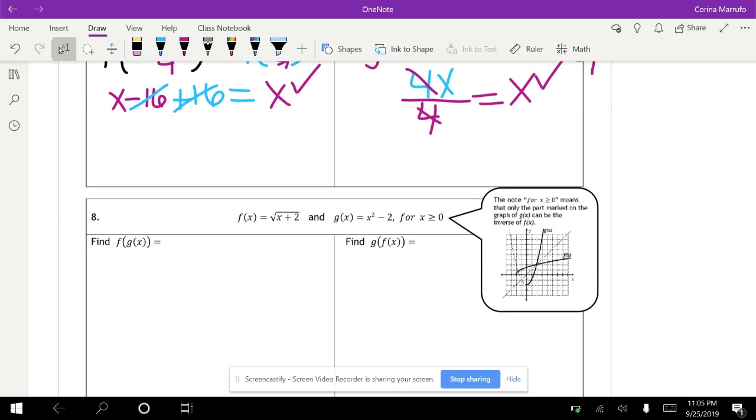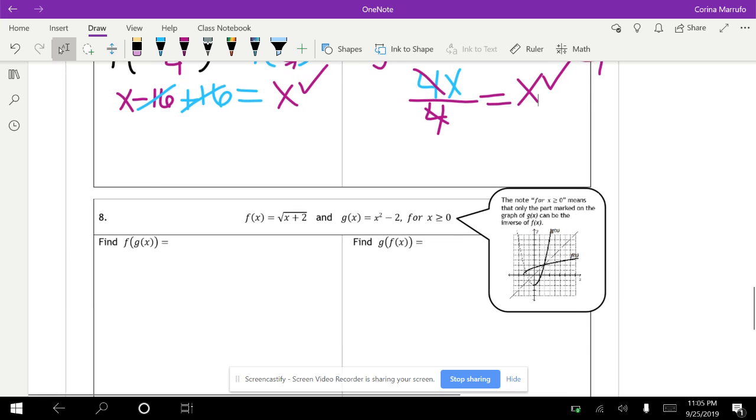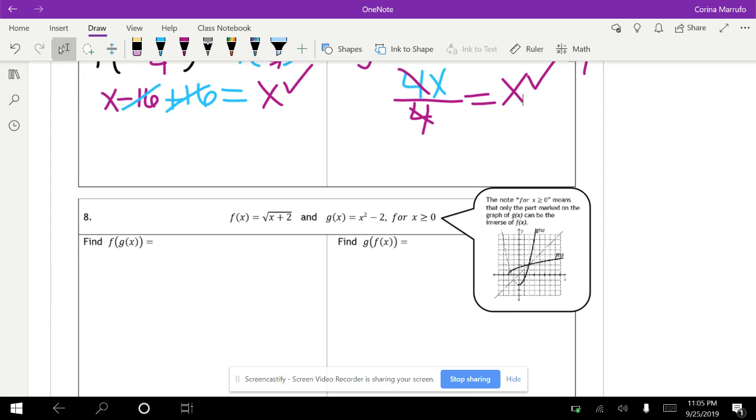All right, so here we have f of x equals the square root of x plus 2, and g of x equals x squared minus 2 for x is greater than or equal to 0. So the little note that it has here for x is greater than or equal to 0 means that that's the only part that makes the graph the inverse. Okay, so that's what we're saying for it to actually be a function.